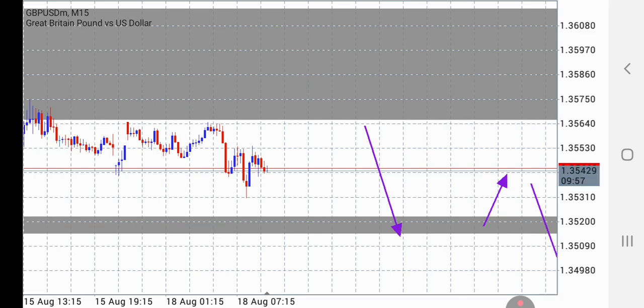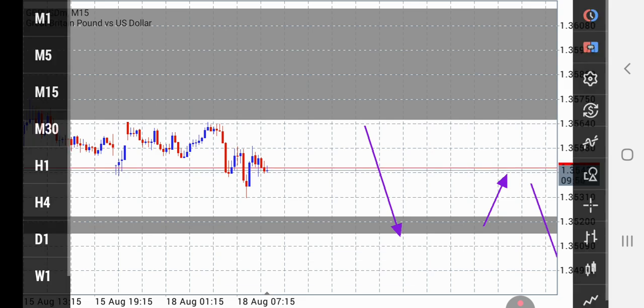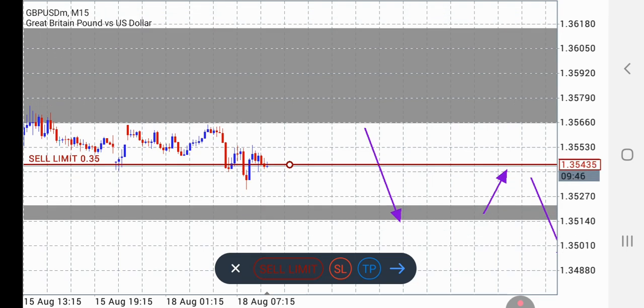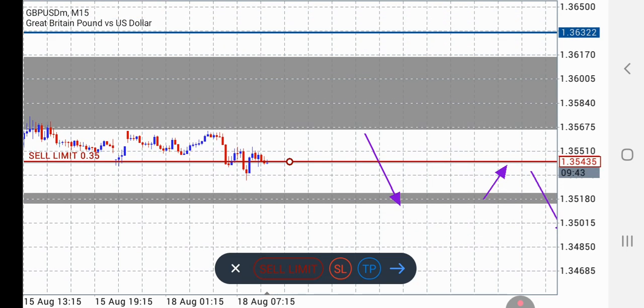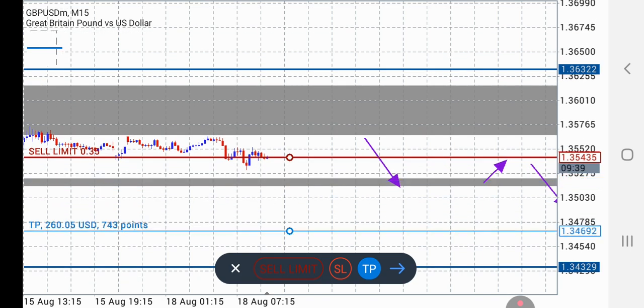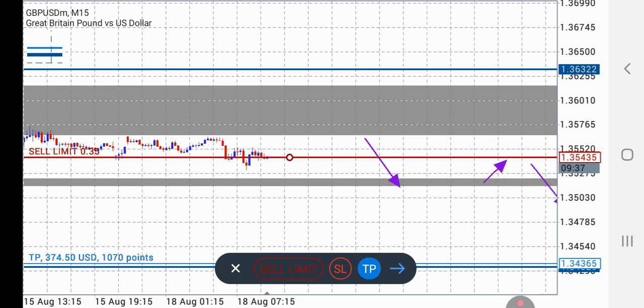So in other words, this is how your setup will look, guys. Let's just say the red line is where we took our position, right? And then for our take profit, we're gonna target these lows right there, right?